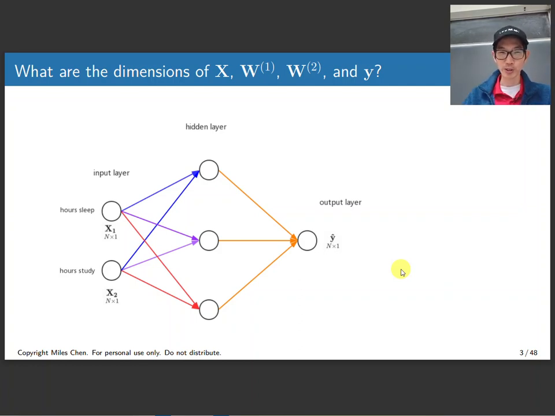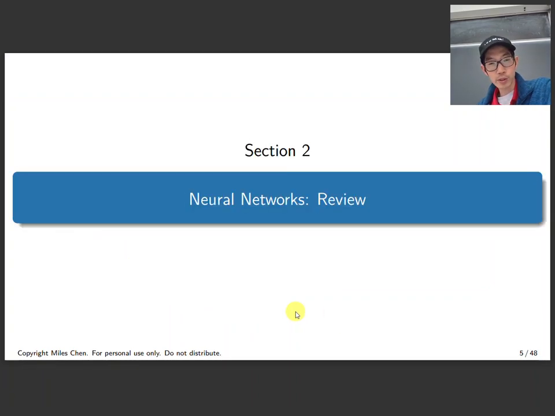2 by 3. 2 by 3. And then what about the dimensions of w2? 3 by 1. 3 by 1, right? So the number of rows will be how many nodes you have on the layer coming in, and then the number of columns will be how many nodes you have on the layer going out. So here we have 2 coming in, 3 going out, so that's going to be 2 by 3. Here we have 3 going in and 1 coming out, so that's going to be 3 by 1, exactly. Okay, and so those are your answers.